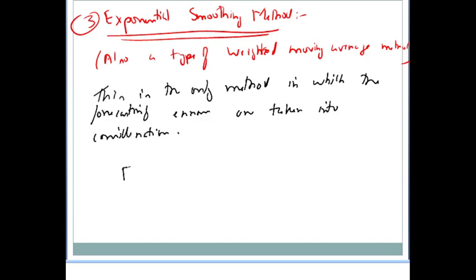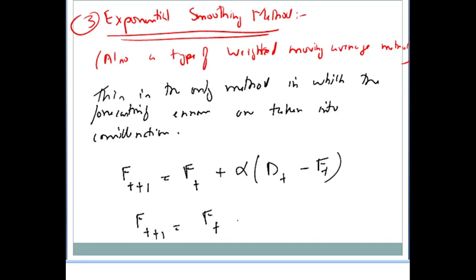So here the forecast will be F(t+1) = F(t) + alpha times (D(t) - F(t)). What will be this D(t) - F(t)? This D(t) - F(t) is the error. So we can write it as F(t+1) = F(t) + alpha times error.